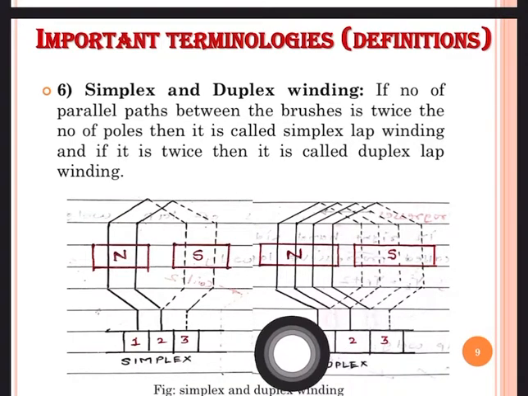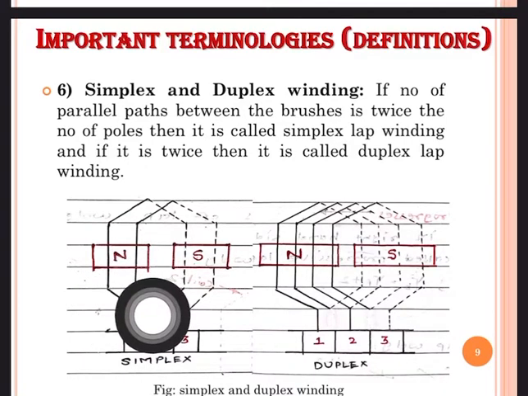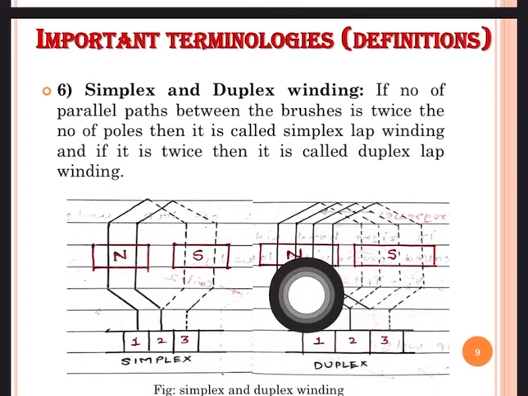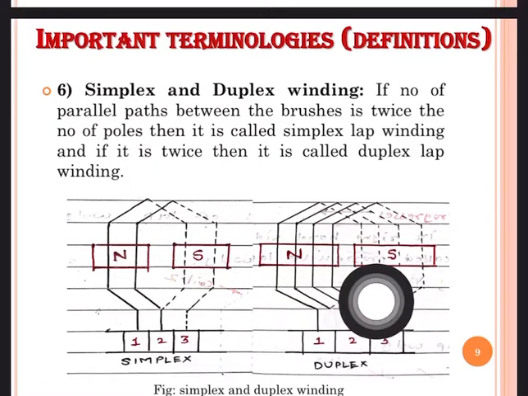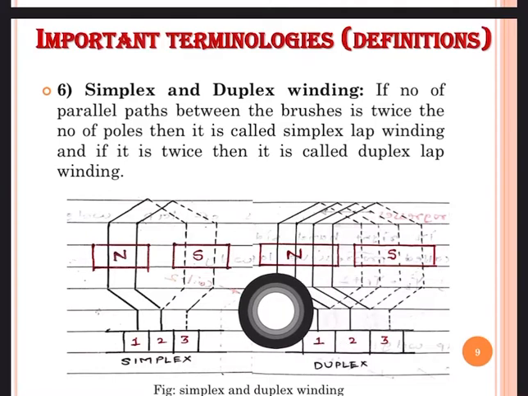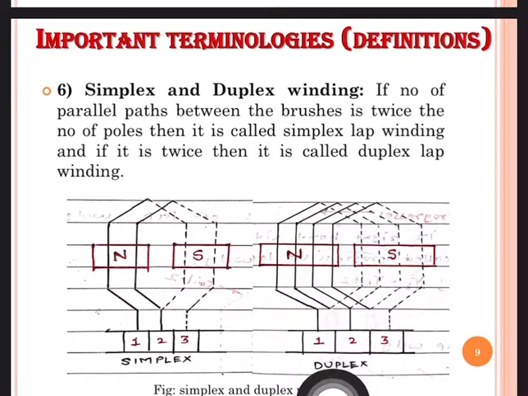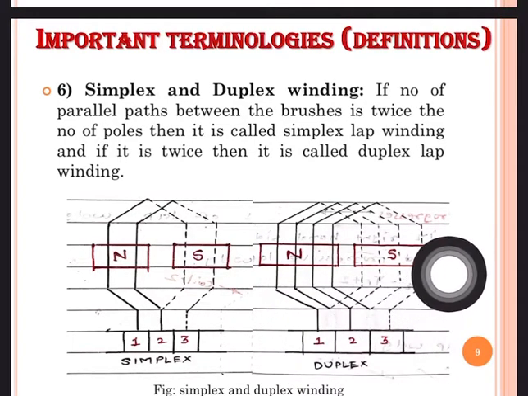The main difference is that here the number of poles is equal to 2 and the number of parallel paths across this pole is also 2. That's why it is called simplex. Here the number of turns is equal to 2 and the parallel paths under one pole are twice the poles, meaning 4, 2 into 2 is 4. That's why it is called duplex winding.